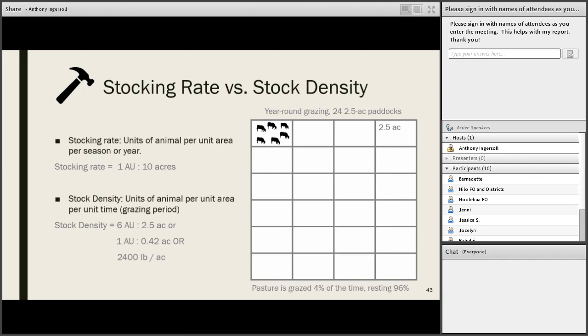Okay, but just for the point of illustrating the difference between stocking rate and stock density, I hope this illustration helped. Different grazing systems, you know, might use the same stocking rate, but different stock densities. And it's those different densities, and the correlated grazing and recovery periods, that have the ability to impact production and pasture composition.